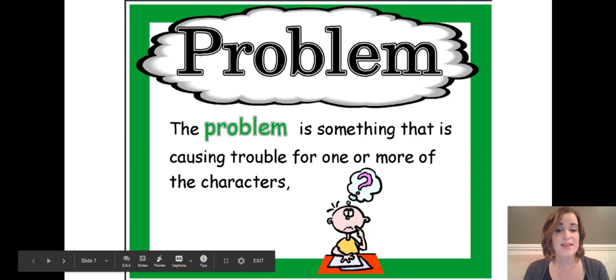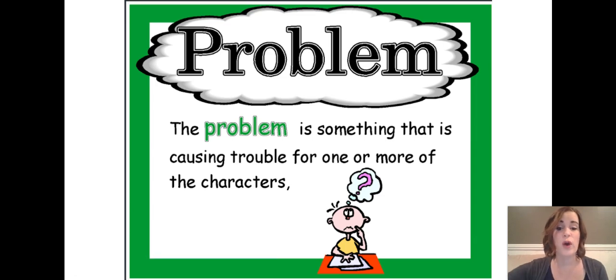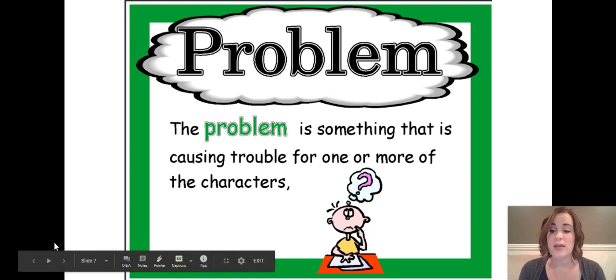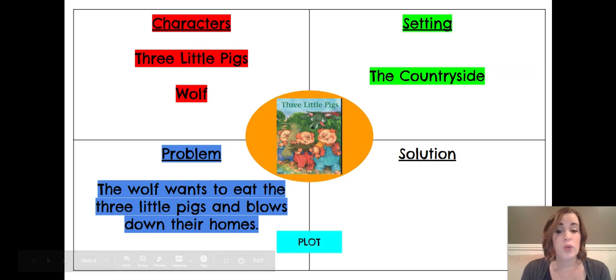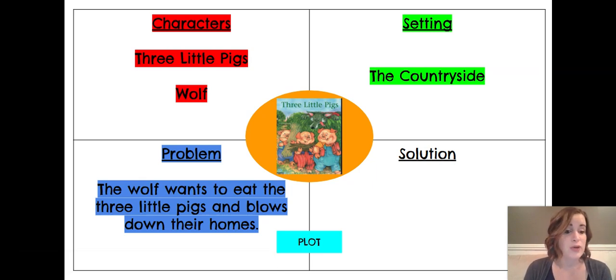The problem is something that is causing trouble for one or more of the characters. So let's think about that when we think about the Three Little Pigs. The wolf wants to eat the Three Little Pigs and blows down their homes. That's the problem. The other part of the plot is the solution.